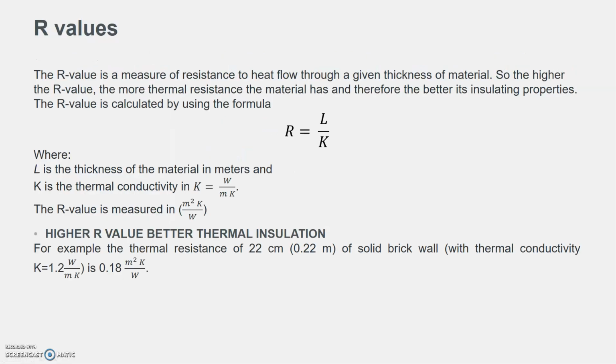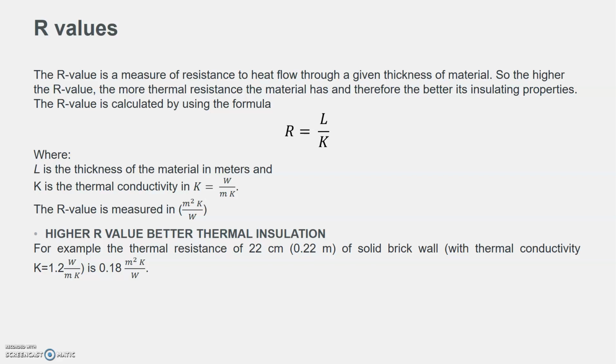Now, R value is the measurement of the resistance to heat flow. So that was conductivity of heat flow; this is the resistance to heat flow through a given amount of surface area. So the higher the R value, the more thermal resistance that material has. Therefore, it's a better insulator.